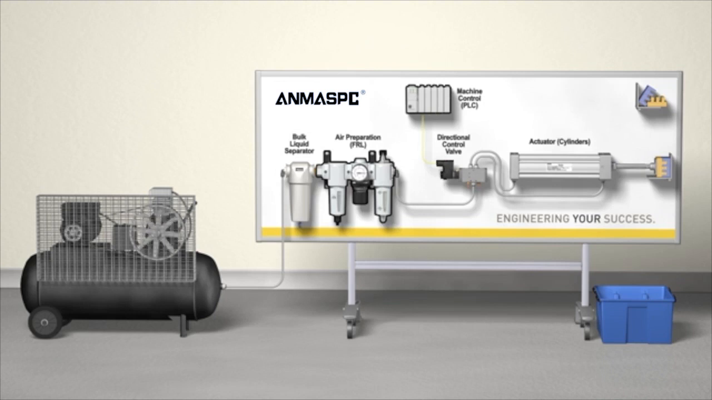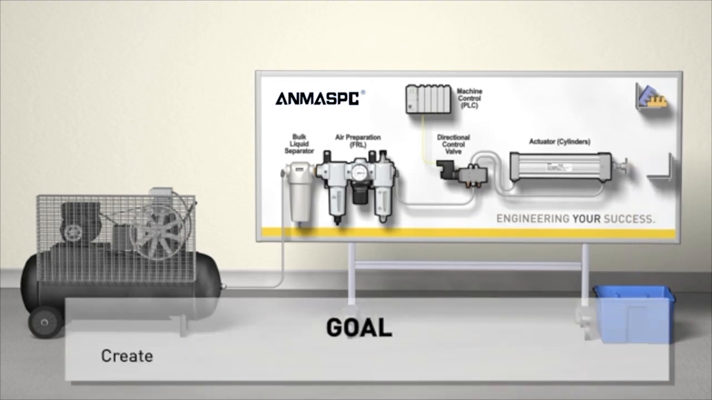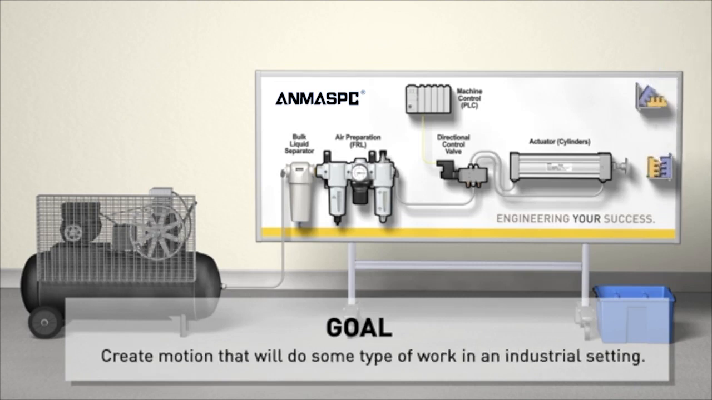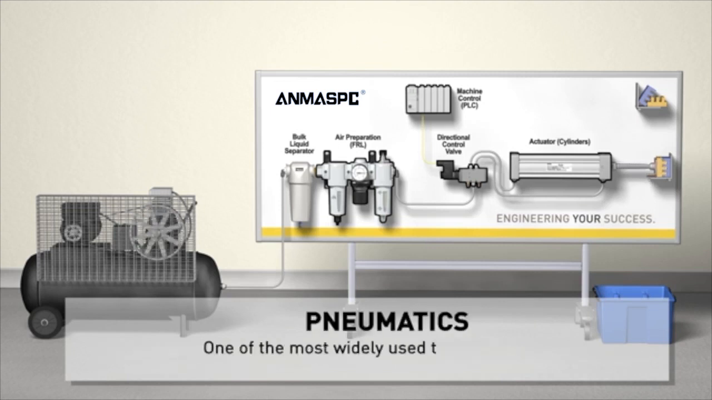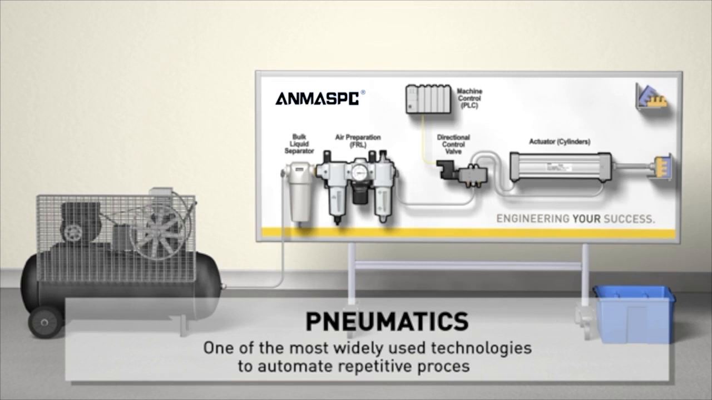This video will describe how industrial pneumatic systems work. These 5 types of components represent the most common elements used in these systems. The ultimate goal of this entire collection of components, in most cases, is to create motion that will do some type of work in an industrial setting.